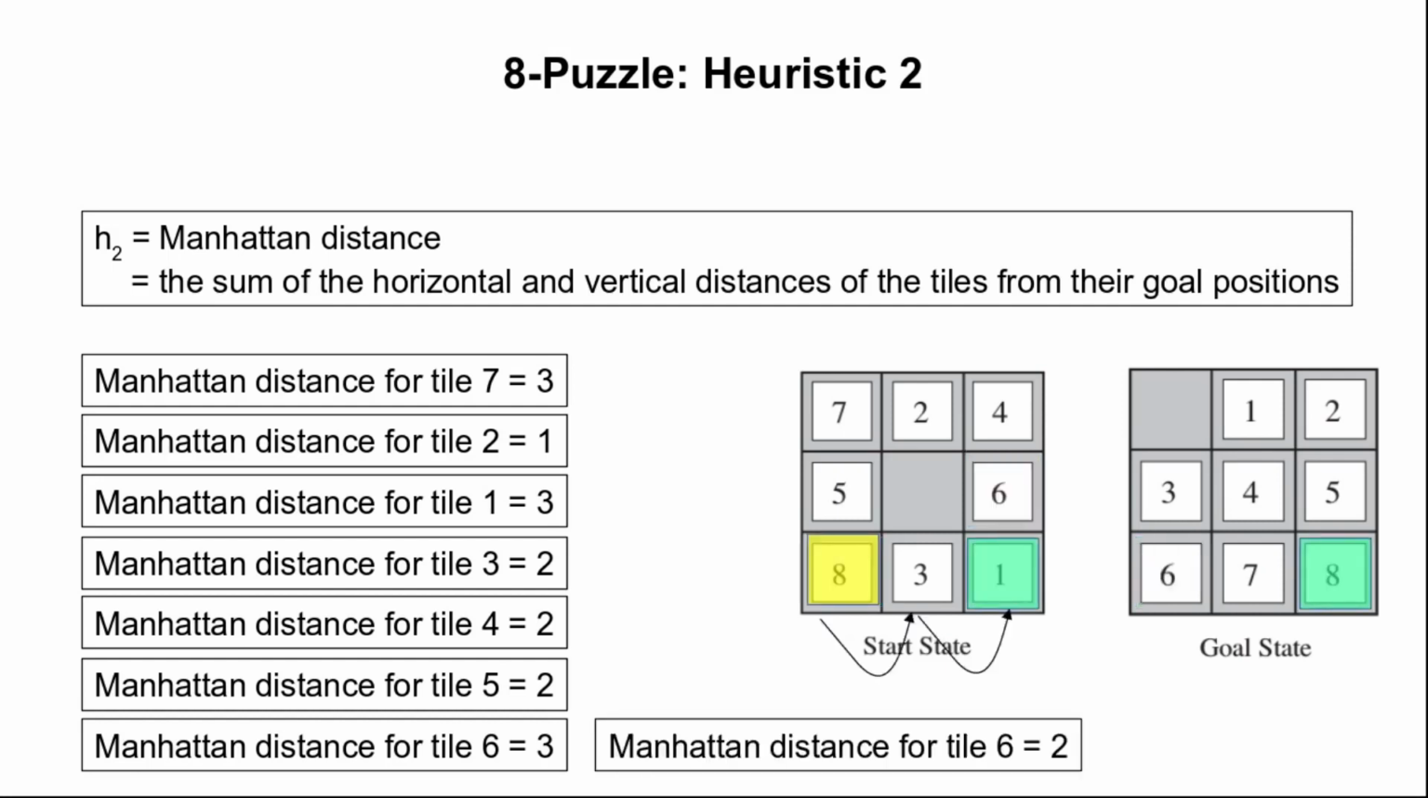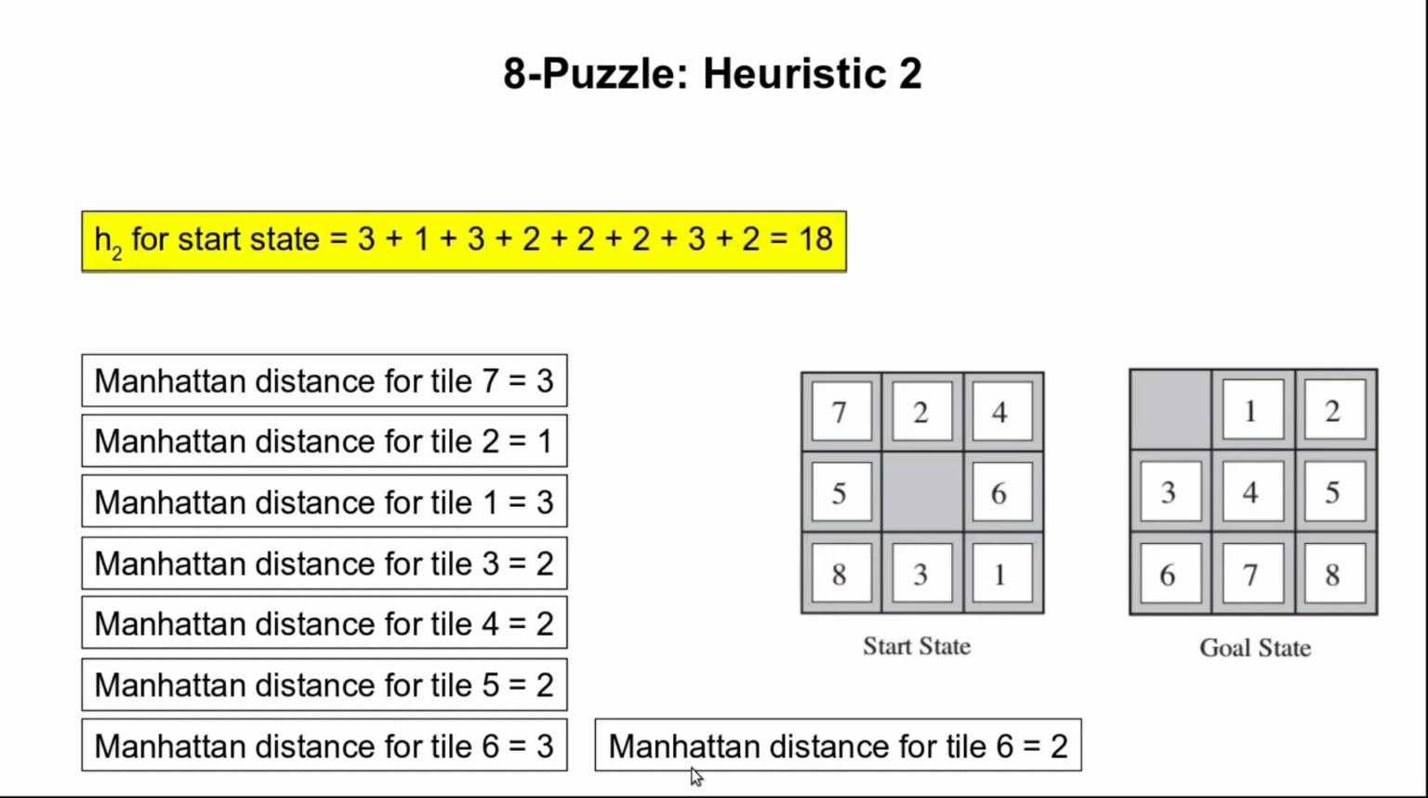And for tile 8, so here is a typo actually, so for tile 8 again it is 2 moves. So the Manhattan distance for the given start state is the sum of all these Manhattan distances, and hence the h2 for the given start state is equal to 18.